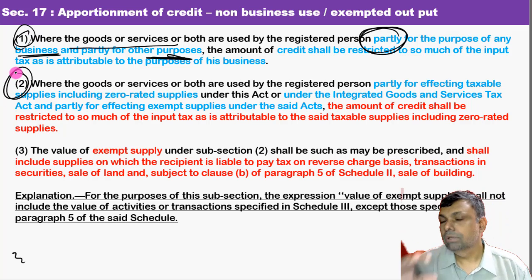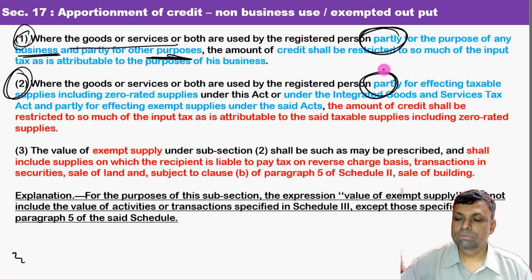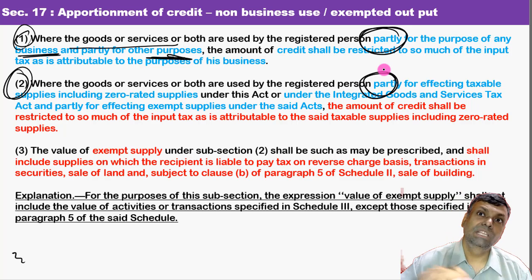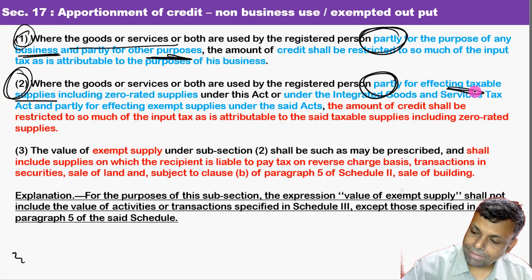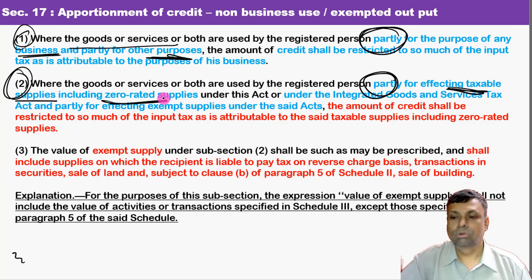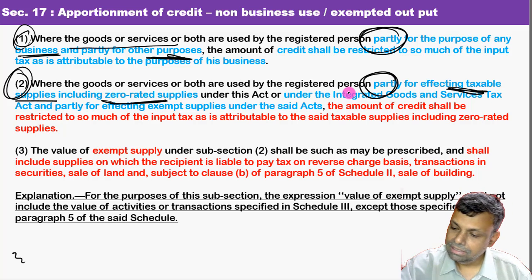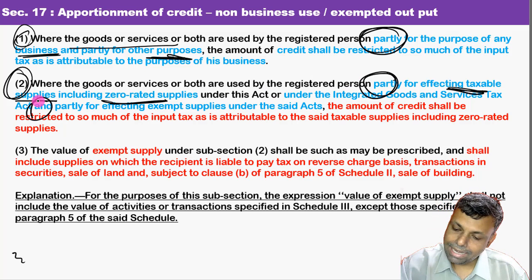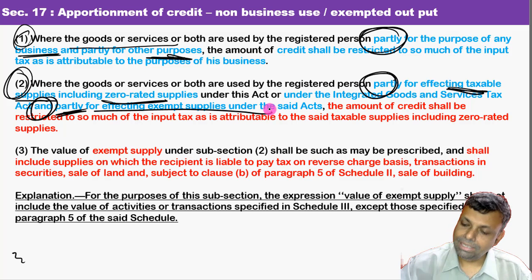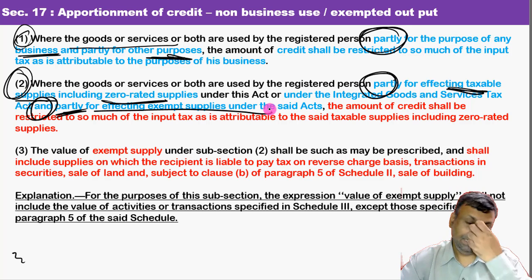These are the two most valuable clauses that should be kept in mind, where it is partly, that means goods or services which are used by a registered person partly for something and partly for something else, affecting the taxable supplies, including the zero rated supplies under this particular clause. So it is partly for the taxable supplies, including the zero rated supplies, and partly for affecting the exempt supplies. So partly for taxable and zero rated, and partly for exempt supplies.